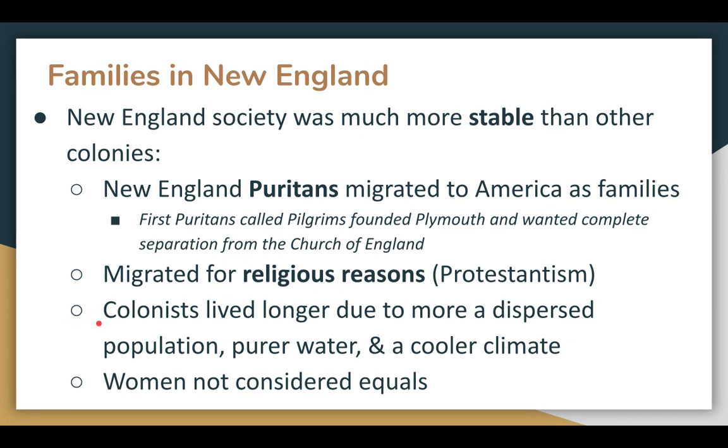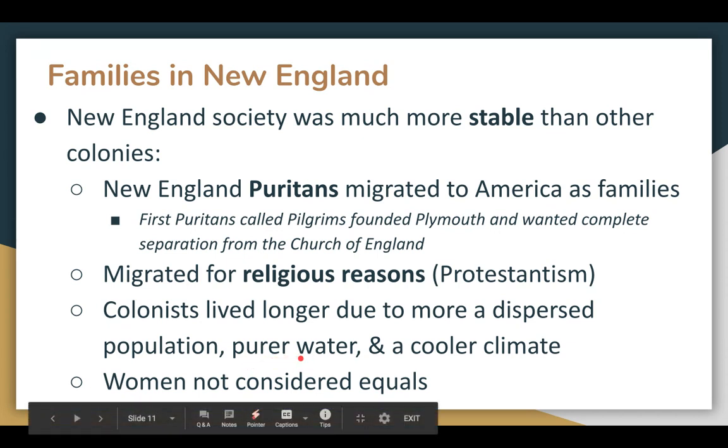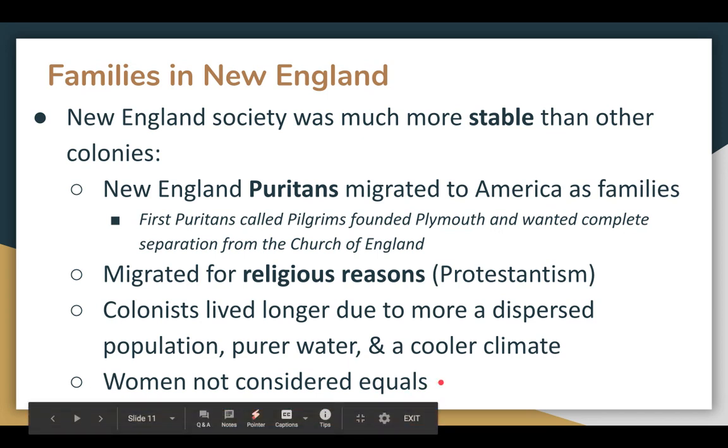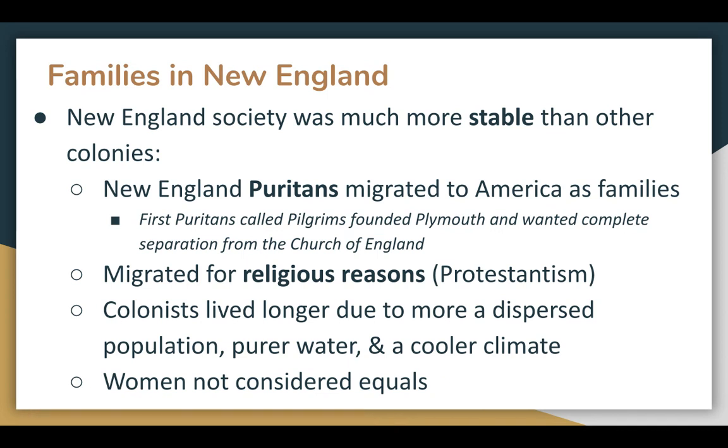Look right here. Environment matters. Colonists lived longer in the New England region because they had more of a dispersed population. People were spread out a little bit more. They had better, purer water, and they had a much cooler climate. You'll see in the other regions that that's not the case. And then, unfortunately, as with most things in history at this time, women were not considered equals. Women were mothers and wives, and they were religious and in the church as well, but they were not considered equal socially, economically, politically, or even religiously.